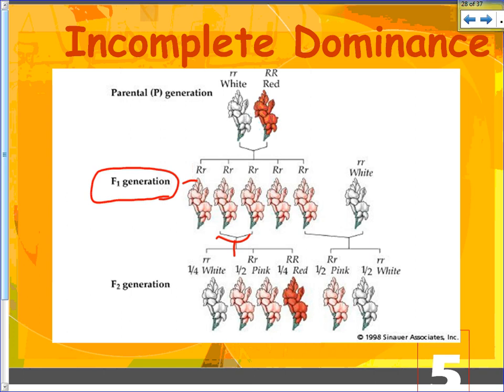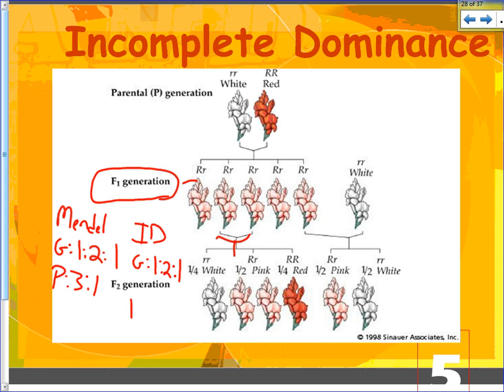Normally, Mendel would say that genotypically we have a 1:2:1 ratio, and phenotypically we would find a 3:1 ratio. That's Mendel. What we actually find with incomplete dominance is that the genotype would still be a 1:2:1 ratio. However, the phenotype in this case is also 1:2:1. So in other words, 25% will be white, 50% will be pink, 25% will be red.